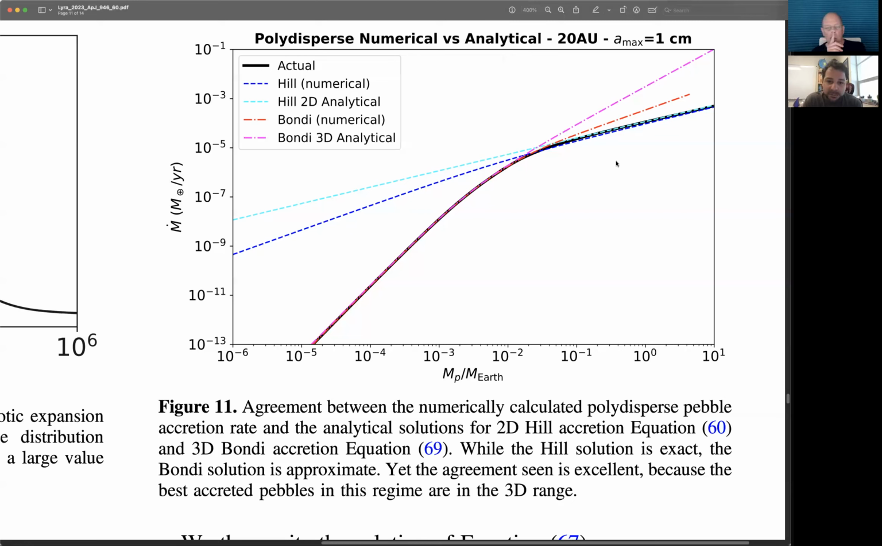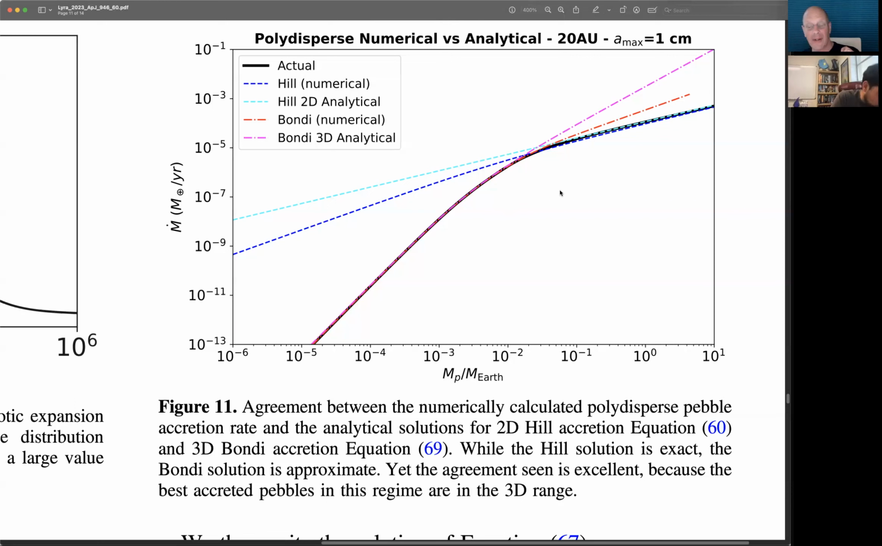And then the Bondi accretion, the numerical one, is the red line. That's the one you'd get if you only consider the Bondi. That's not the full case. You know that eventually for the high mass it is going to pass to the Hill. And then the magenta line, the pink one, is the analytical solution that we find in that case. As you see, the magenta and the red meet at the lower masses, right at the transition mass. So we have a correct analytical accretion rate in the low mass, the 3D Bondi, and a correct analytical for the high mass, the 2D Hill.